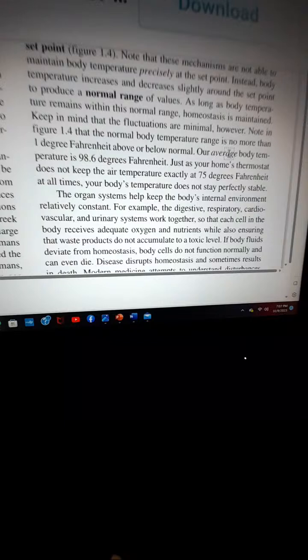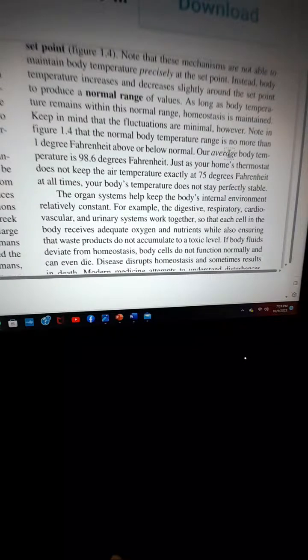And that's another term where we use equilibrium, right? No matter what situation is going on in your body, once you go through homeostasis, it maintains a normal range of values in your body.